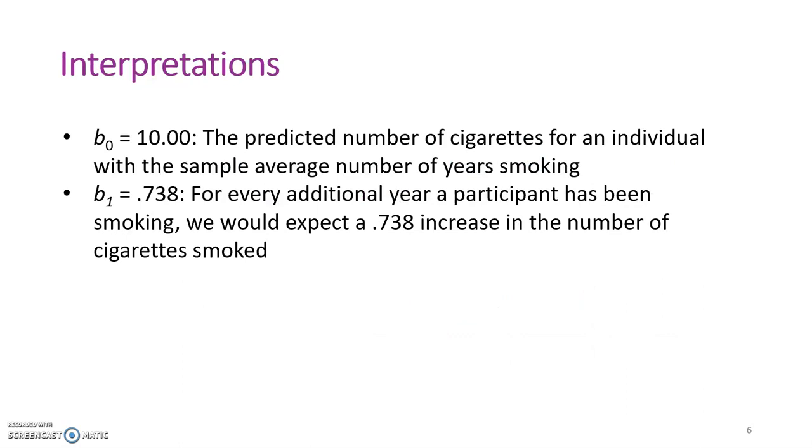So in the analysis with the centered predictor, this is how we would interpret those results. We would have an intercept of 10, and we would say that this is the predicted number of cigarettes for an individual with the sample average number of years smoking. Remember, that's 8. And then the interpretation would stay the same for the B1 coefficient as it was for the initial regression analysis with the raw predictor. It would be that for every additional year a participant has been smoking, we would expect a 0.738 increase in the number of cigarettes smoked.